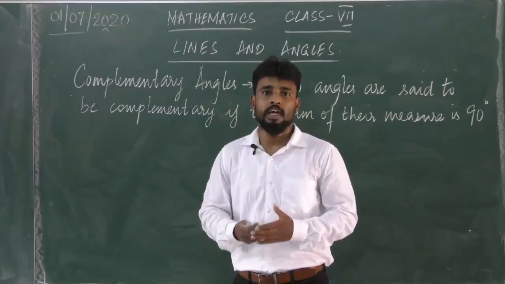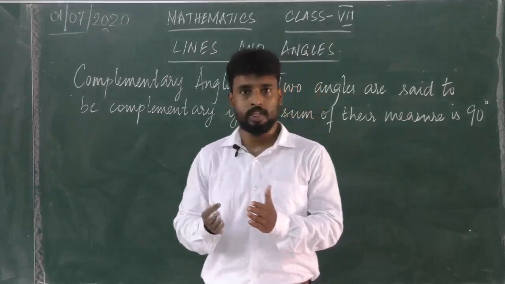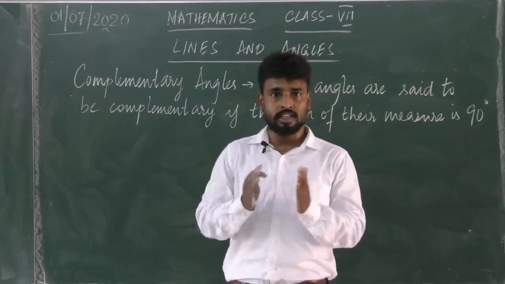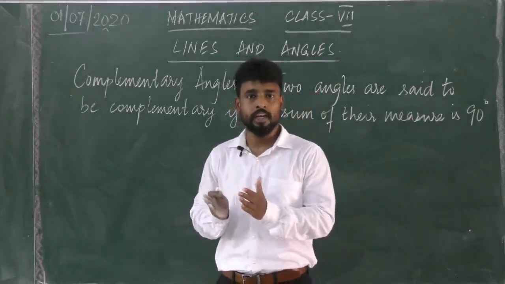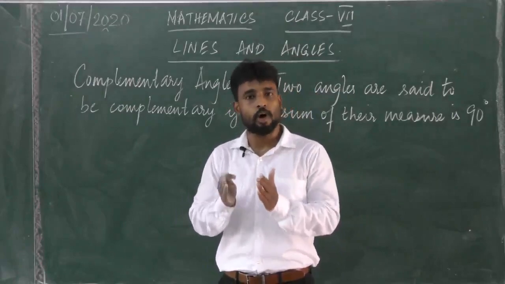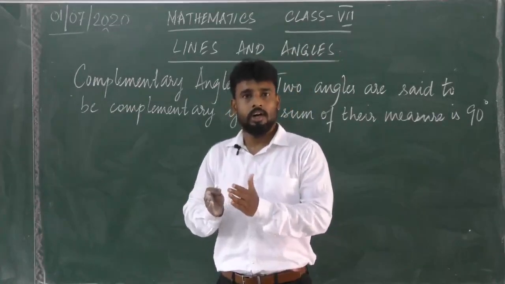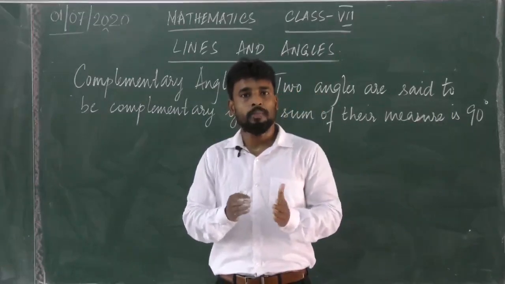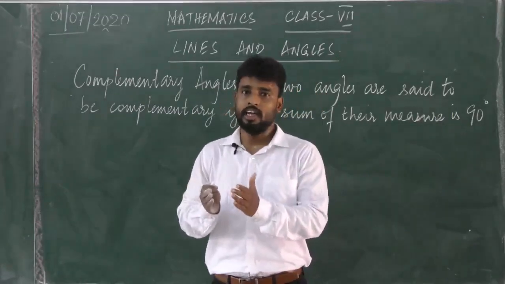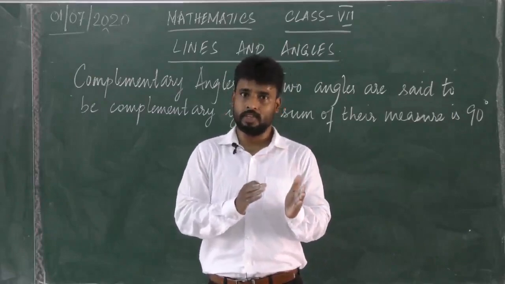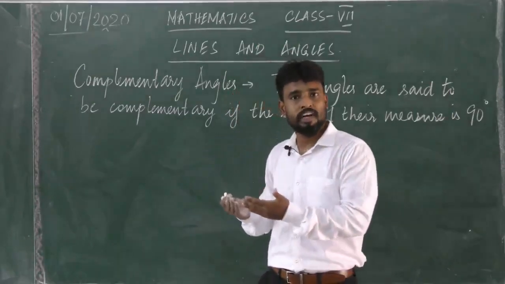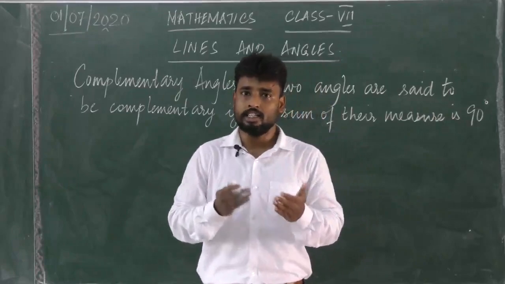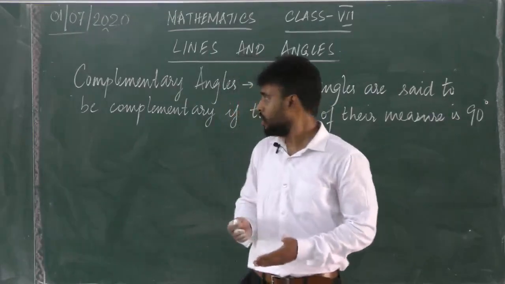For example, if we have 60 degrees and 30 degrees, if we add 60 and 30, that gives us 90 degrees. So 60 degrees and 30 degrees are complementary angles. In other words, 60 degrees is a complement of 30 degrees and 30 degrees is a complement of 60 degrees. Is that clear? So in complementary angles, each angle is a complement of the other.